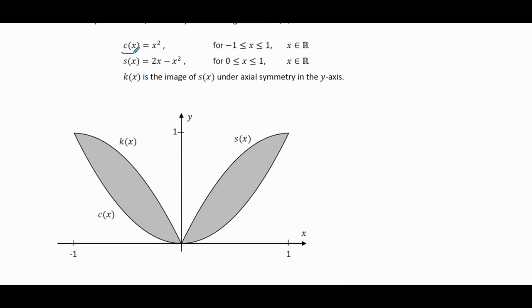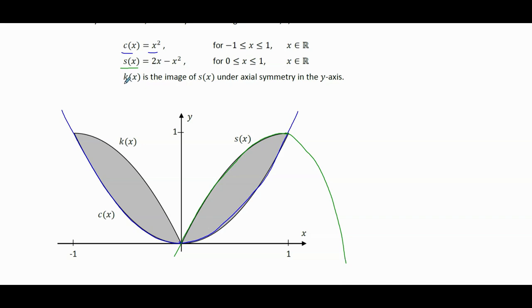So we have the C function, and we can see it's a simple quadratic function. Where is that C? This one here, as you can see, it is a parabola. That's my C. Then we have the S function, and that is this one here. Again, it is a quadratic function. Here we have only part of it, but this function will keep on going.